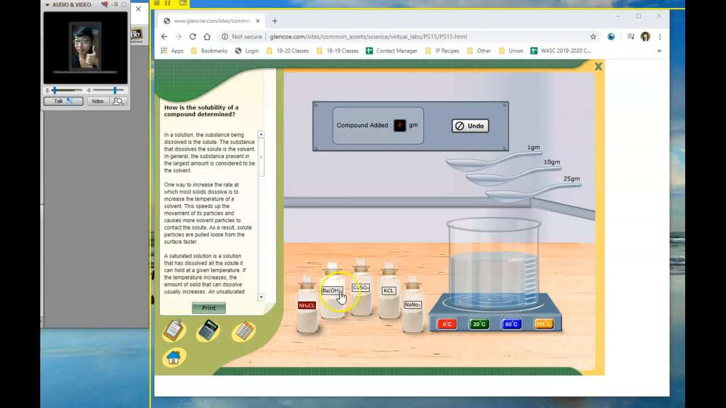Yes, Rosie, so you have to stick with one of these 4 on the right. You can do any of the 4, and whichever one you choose, only do that one. Otherwise, you're changing too many variables. Does that make sense, Rosie? So whichever chemical you choose, stick with that chemical for all 4 temperatures. Okay, so for example, you can start with a big spoon like the 25 grams.